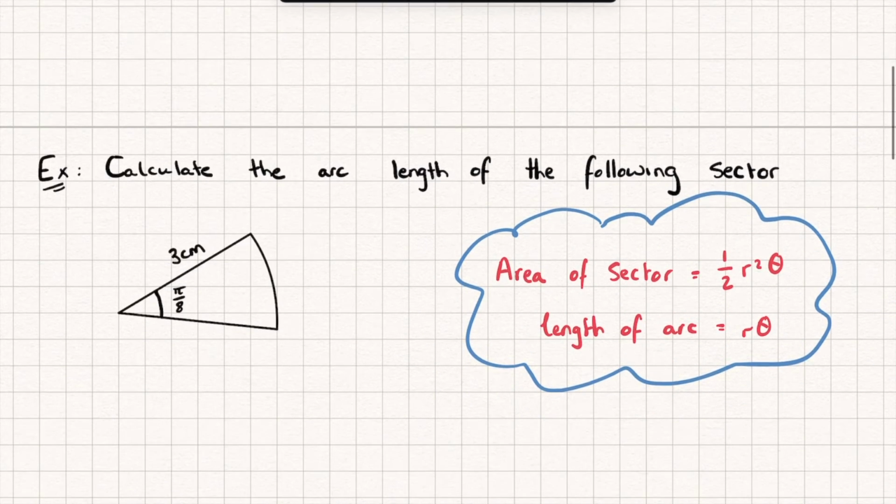There's 3 questions we're going to look at. So the first one says calculate the arc length of the following sector. So you can see here we've been given the radius, the angle, and we're missing the arc length. And I'll call the arc length L.